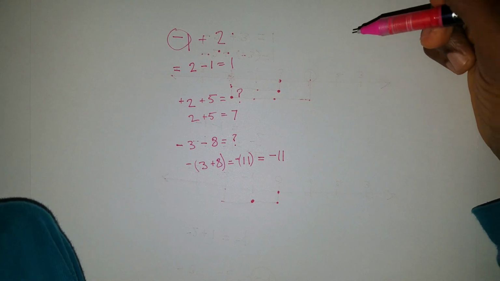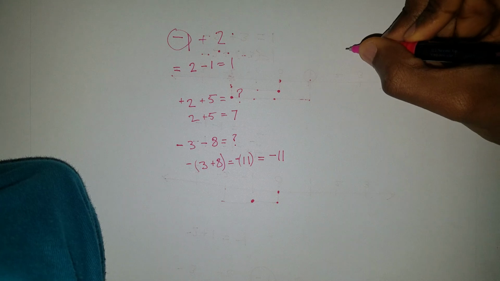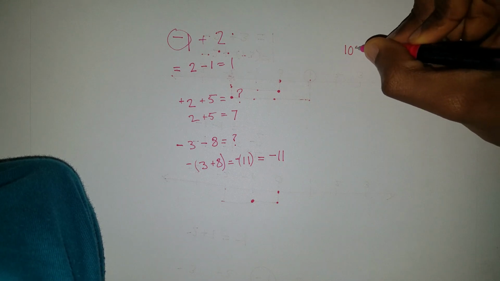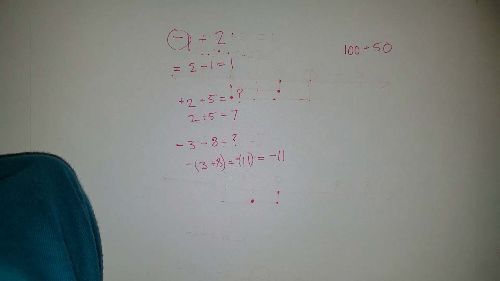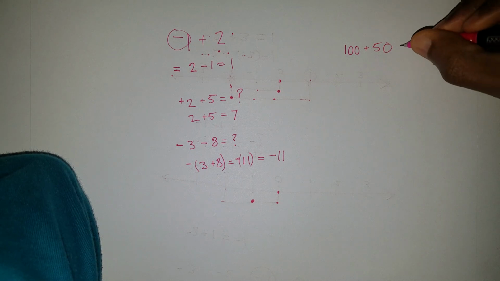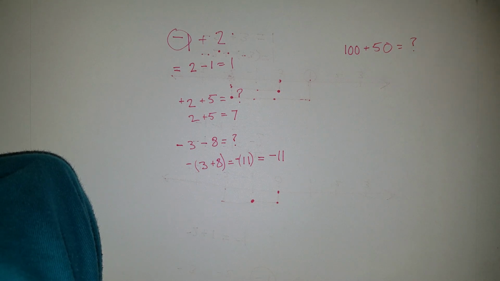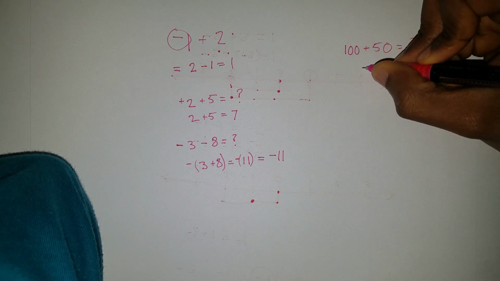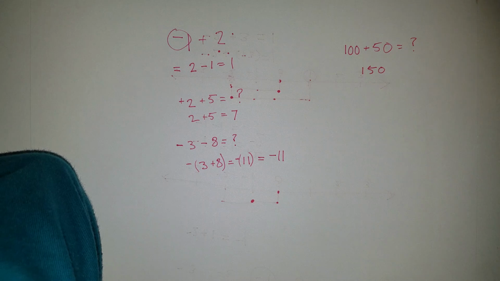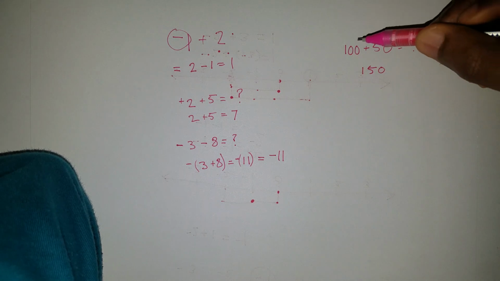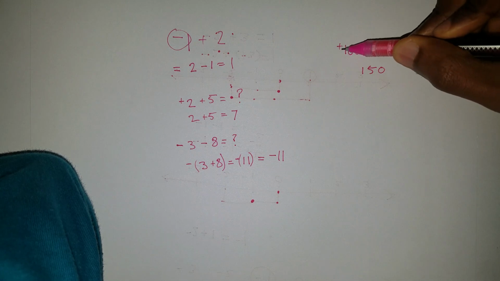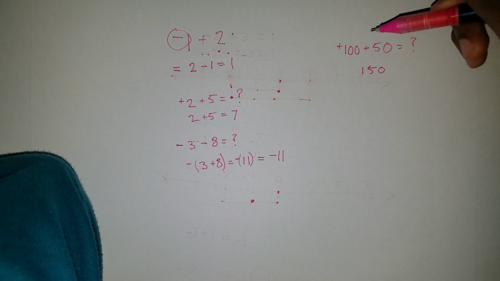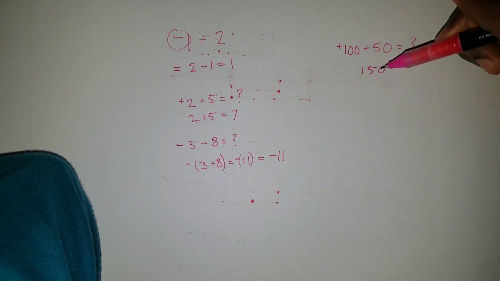Let's do another example. 100 plus 50. I'll give you a moment to solve this yourself. Okay, if you got 150, you are correct. We simply look at the signs. There's a secret positive sign hiding out here. We have plus 100 and plus 50. That yields 150.